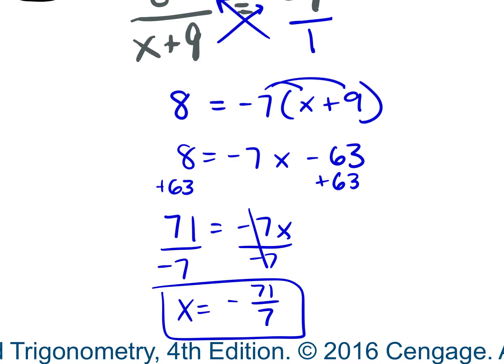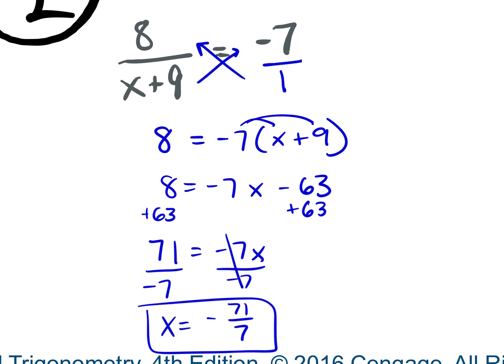What should we do next? Check. So we only have one denominator here. We're just plugging it into the x and the x plus 9. So just plug it into here. -71 over 7 plus 9, is that 0? It doesn't matter if it's less than or more than 0. It just can't be 0. So it is not 0. So it works. So this would be our answer.